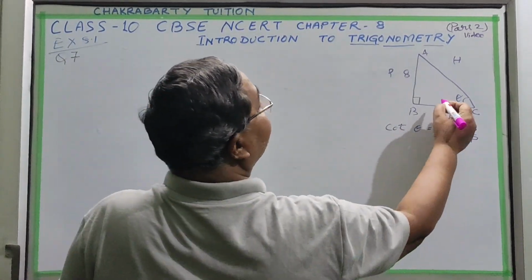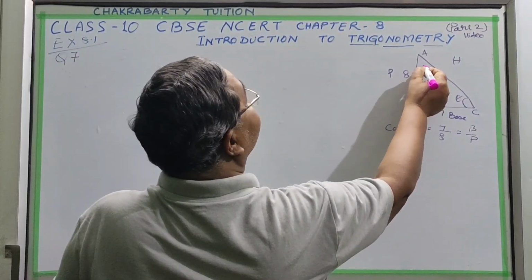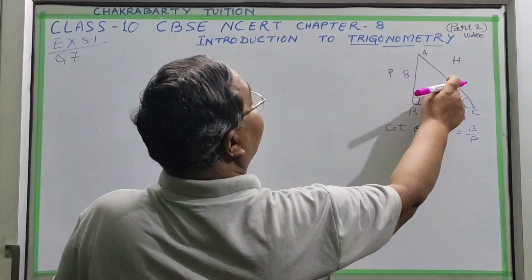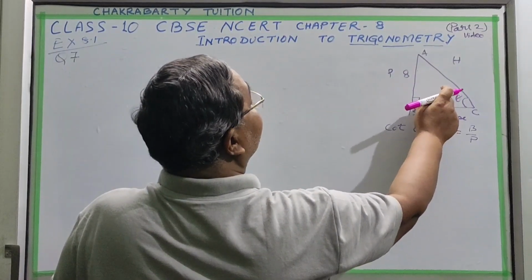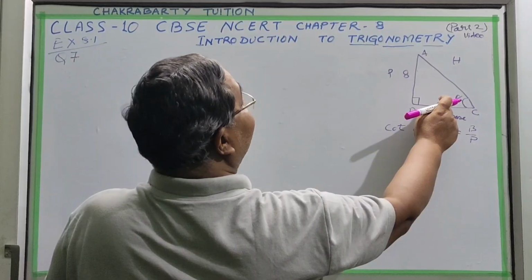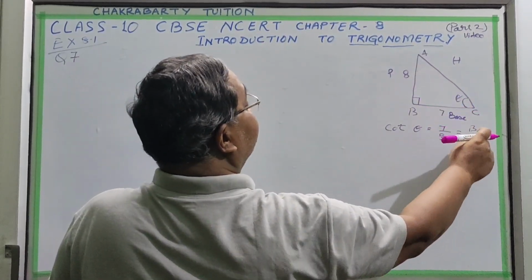So cot will be, this is your sine. Sine, you term it as a sine. You remember, from here to here, you term it as a cos. From here to here, you term it as a tan. So cot will be from here to here, so it will be base upon P.